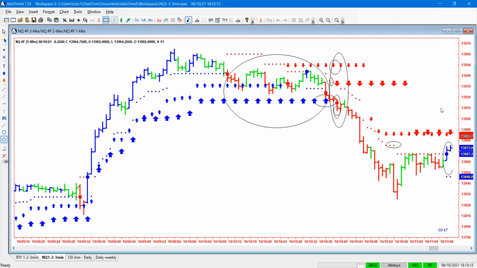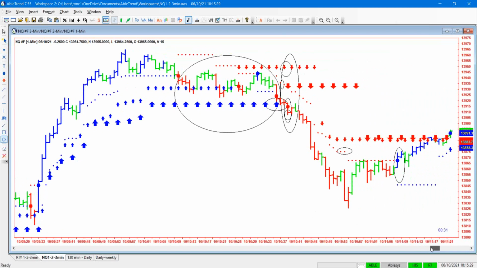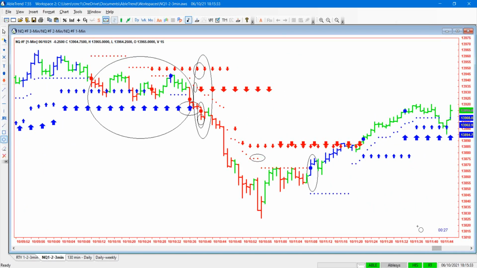So we're out at about 870. We got short at 910. Boy, that was the most obvious 40-point winner you'll ever get on an AbleTrend chart. And that's $800 for 40 points in 30 minutes. That's $800, so that's a nice winner right there.